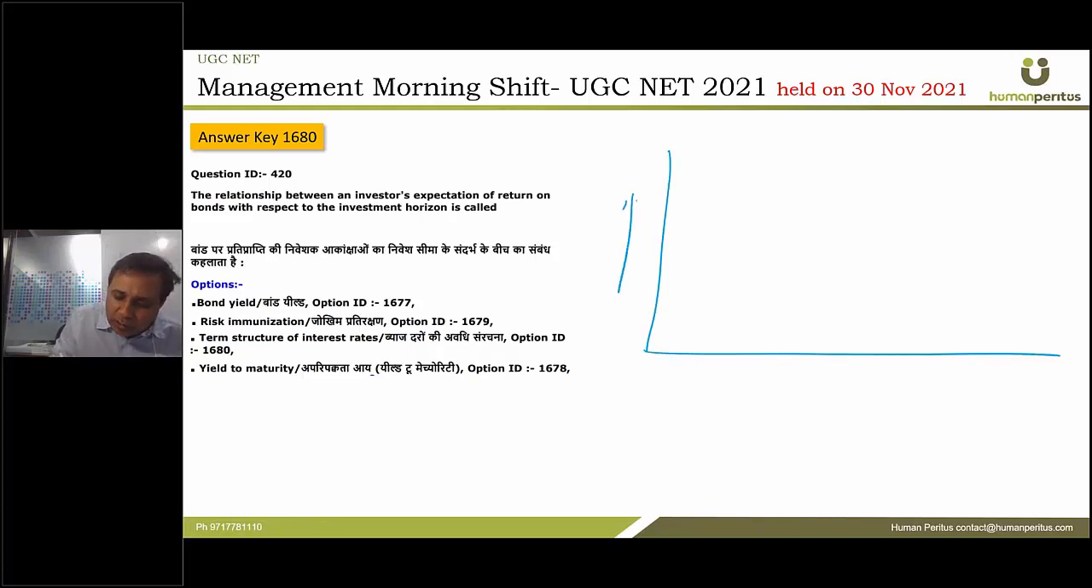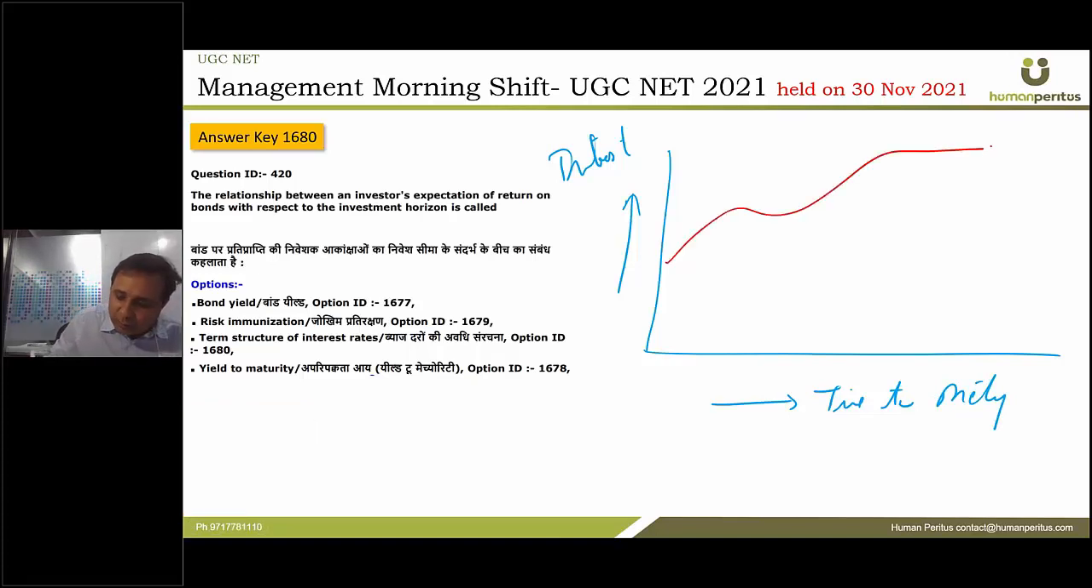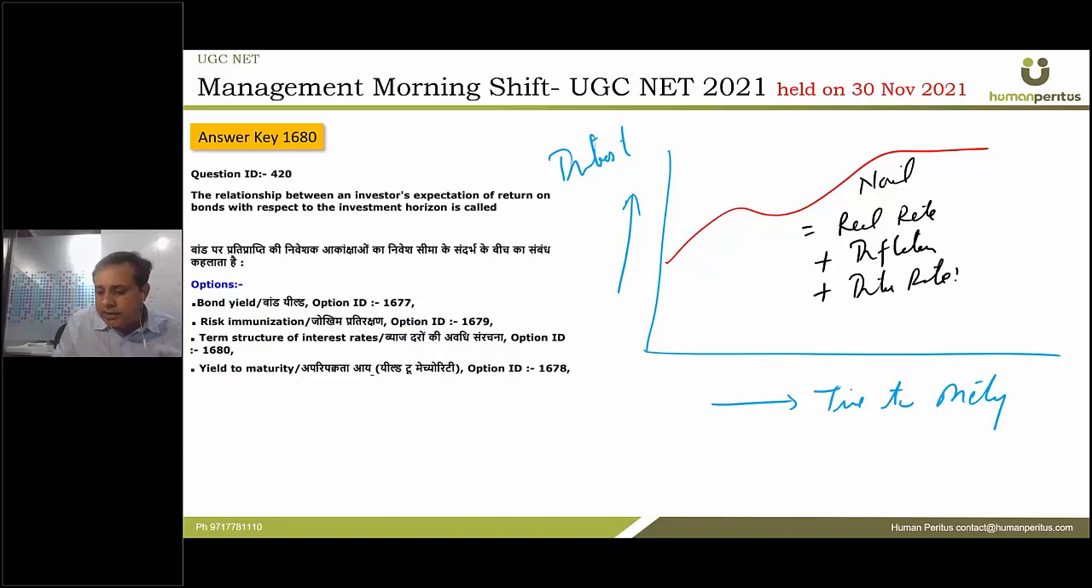Basically we plot interest rate on the y-axis and time to maturity of the bond on the x-axis, and then we see how this graph goes as the time of the bond increases from 5-year, 10-year, and so on. So this is nothing but your nominal rate of interest. So what all will be on this line? It will have some real rate of interest plus what? It will have inflation premium plus interest rate risk premium and so on.